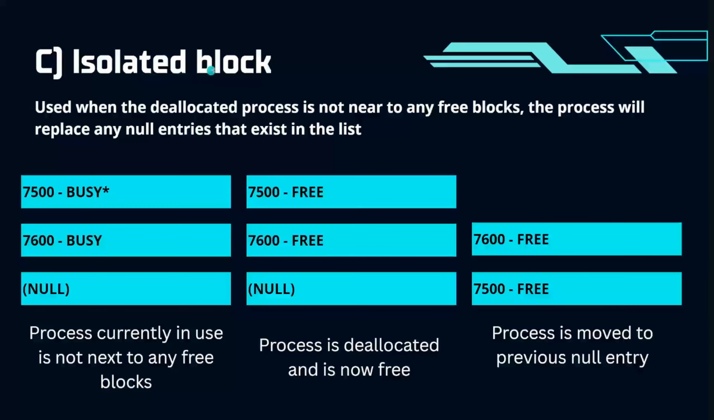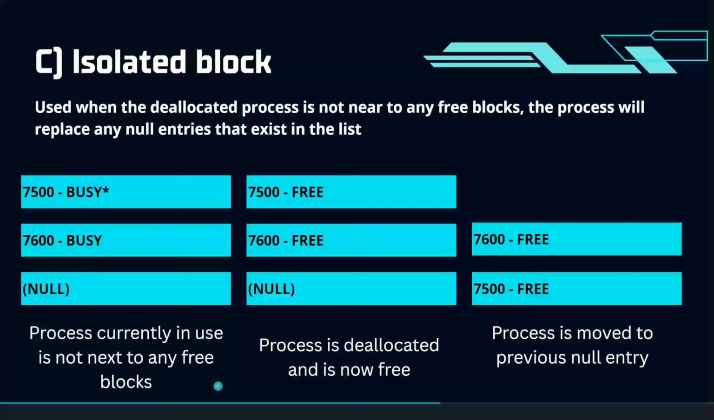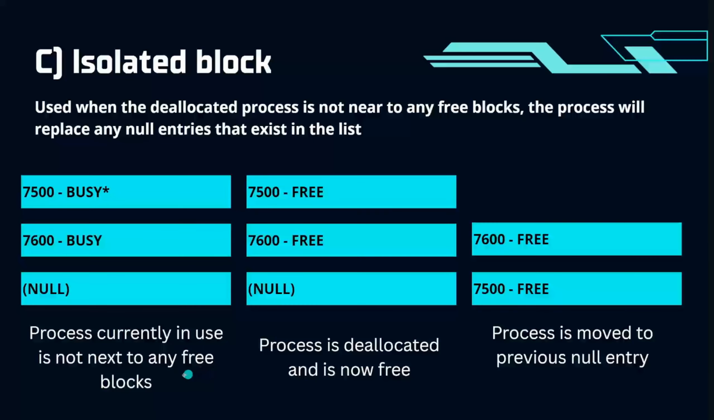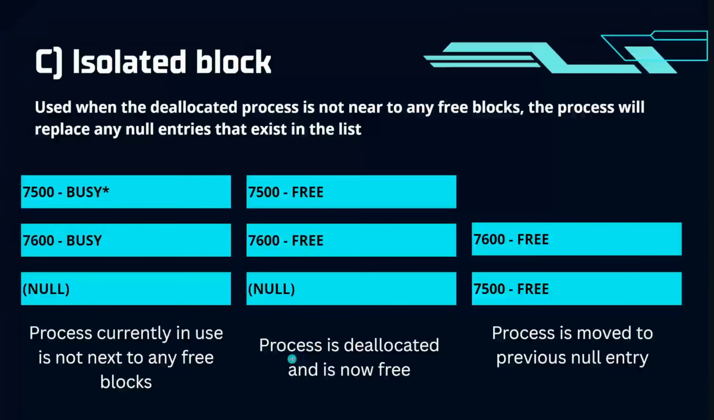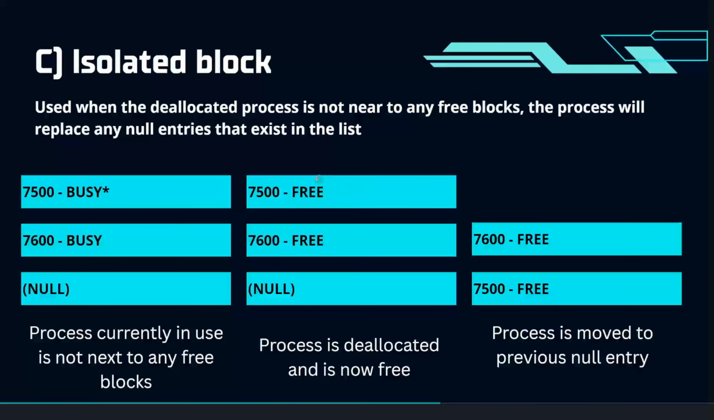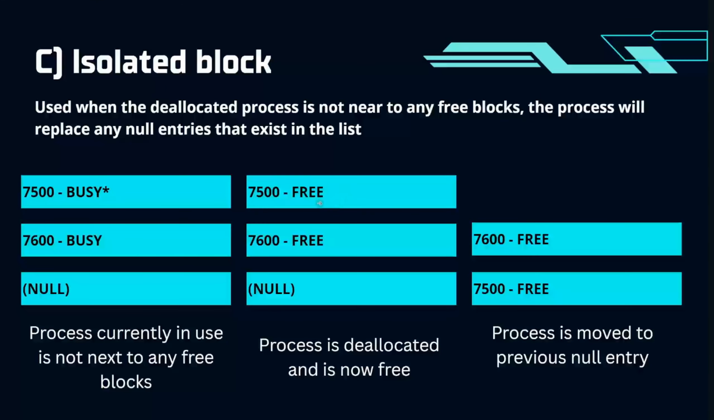Next is isolated block. It is used when the deallocated process is not near to any free blocks. The process will replace any null entries that exist in the list. The first step for this is the process currently in use is not next to any free blocks, as you can see here, busy, busy and null. The process is deallocated and is now free. As you can see here in this diagram, there's a free block and there's a free block, another free block, and there is a null block.